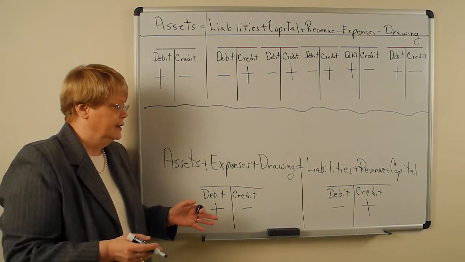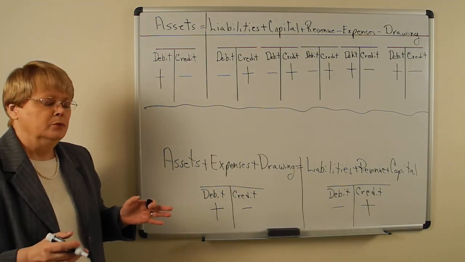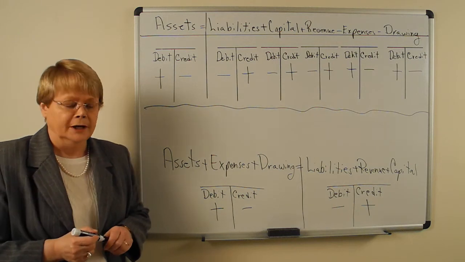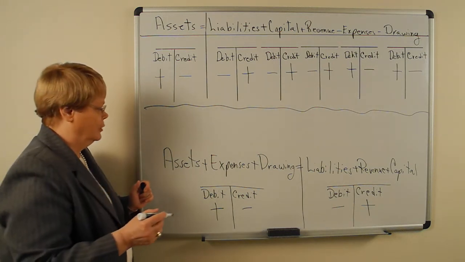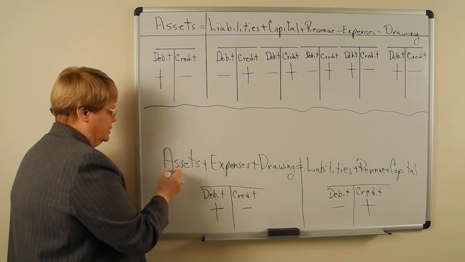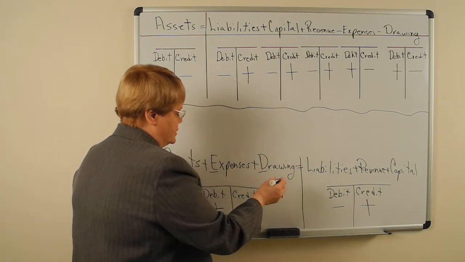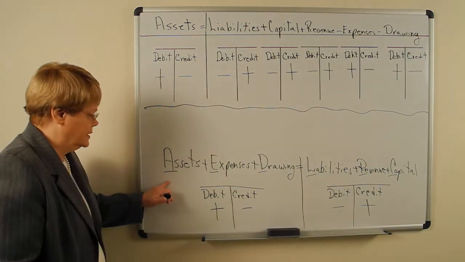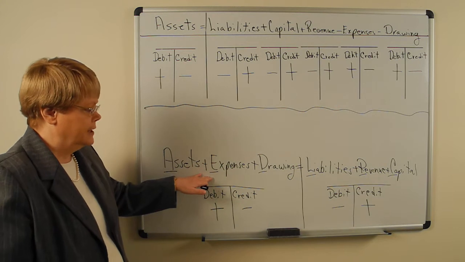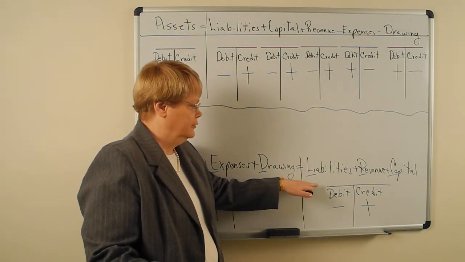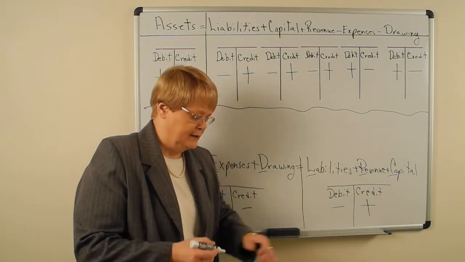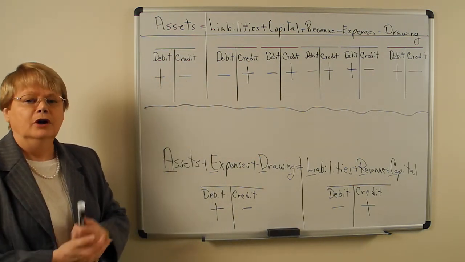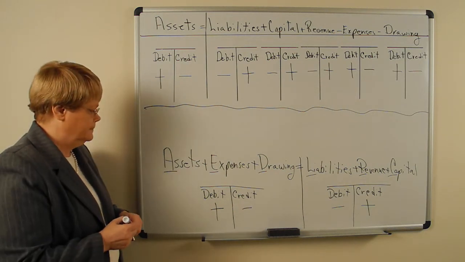Okay, that's pretty easy. But how are you going to remember what's on each side of the equation? Okay, that's the memory jogger. All right, I'm going to take the first letter of each of these words. That will be A for assets, E for expenses, D for drawing, L for liabilities, R for revenue, and C for capital. And I'm going to make a silly phrase out of them to help me remember what's on each side of the equation. Okay?